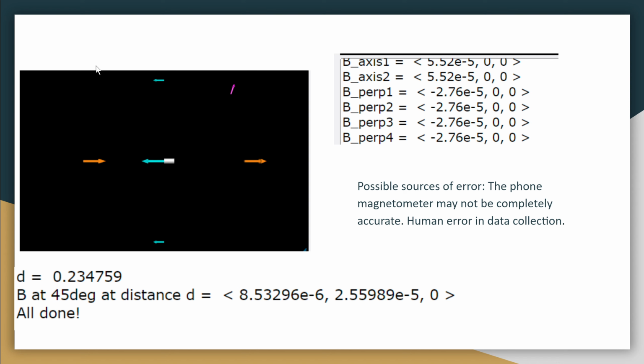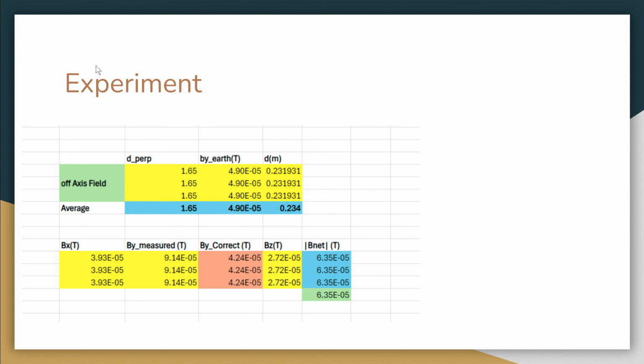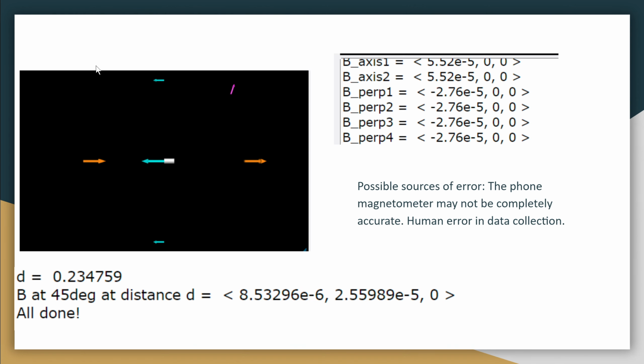Possible sources of error could be the phone magnetometer may not be completely accurate, and human error in data collection. If we find the magnitude of this value of B, this was 8.53 and 2.55. It comes out to be around 5.5. And then as we found earlier in our presentation, we have 6.35, so we're off by just about a magnitude of 1 e to the negative 1, so about 10.